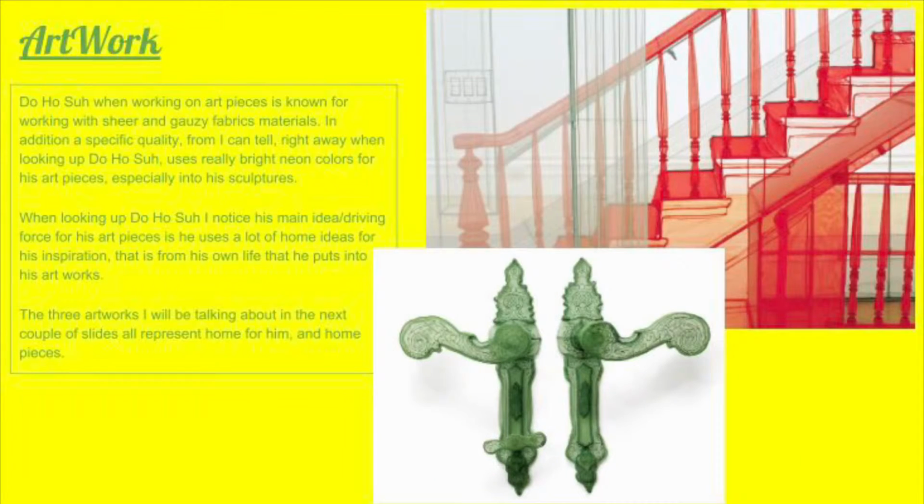Ho Suh, when working on art pieces, is known for working with sheer and gauzy fabric materials. In addition, a specific quality, from what I can tell right away when looking up Ho Suh, is that he uses really bright neon colors for his art pieces, especially in his sculptures. When looking up Ho Suh, I noticed his main idea and driving force for his art pieces is that he uses a lot of home ideas for his inspiration. That is from his own life that he puts into his artworks. The 3 artworks I will be talking about in the next couple of slides all represent home for him and home pieces.